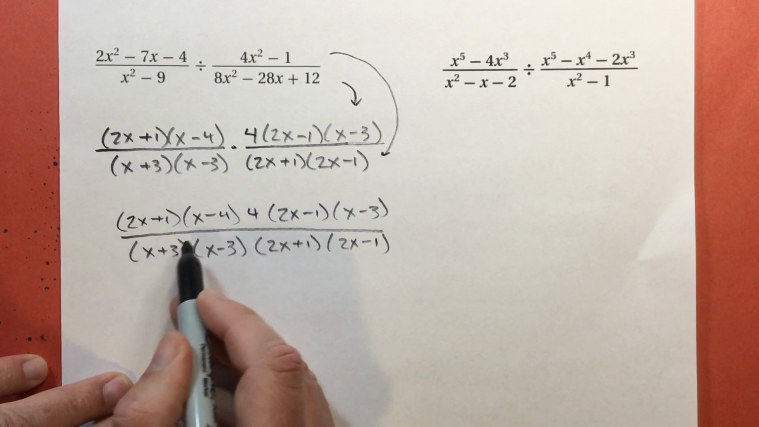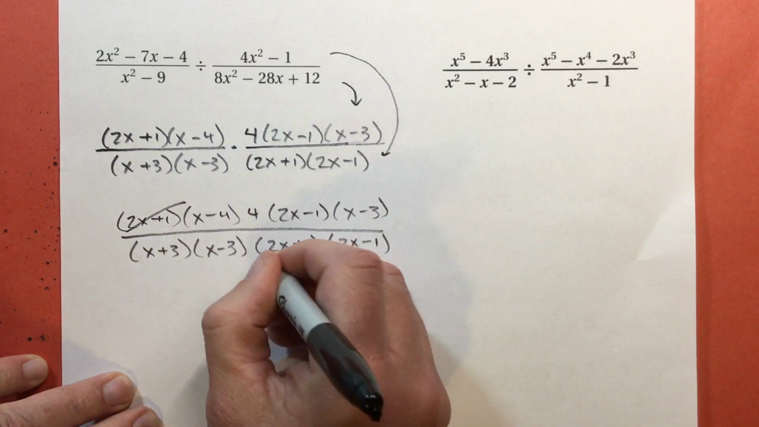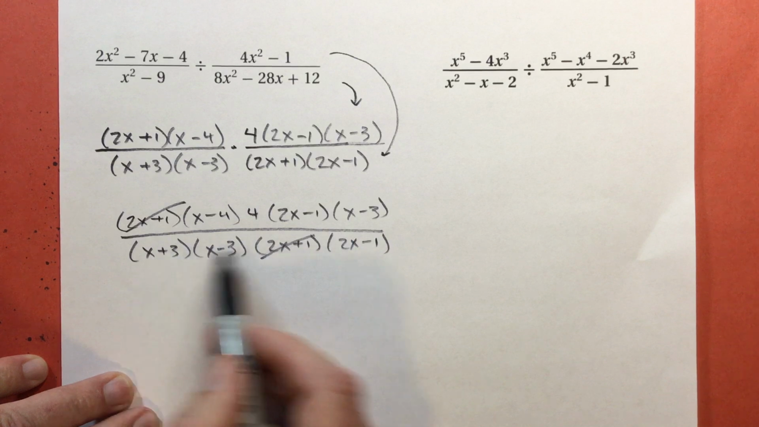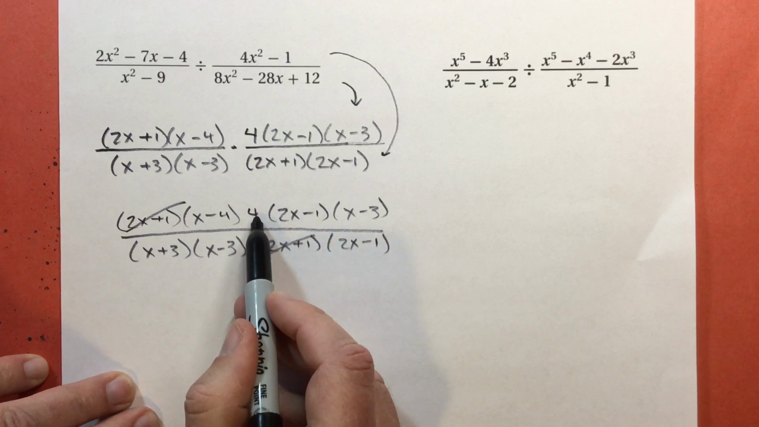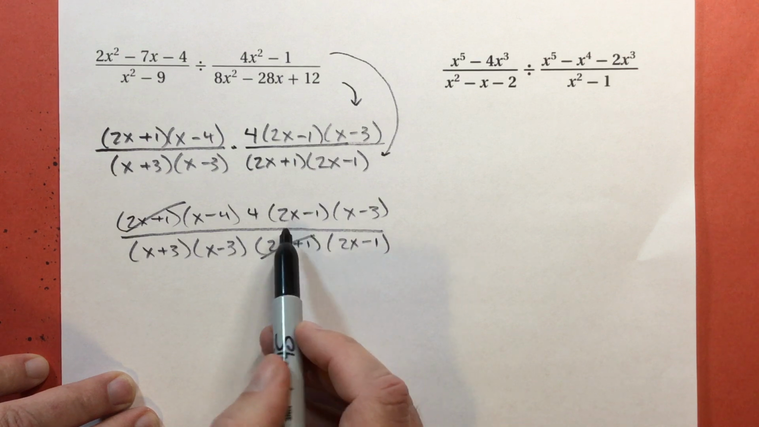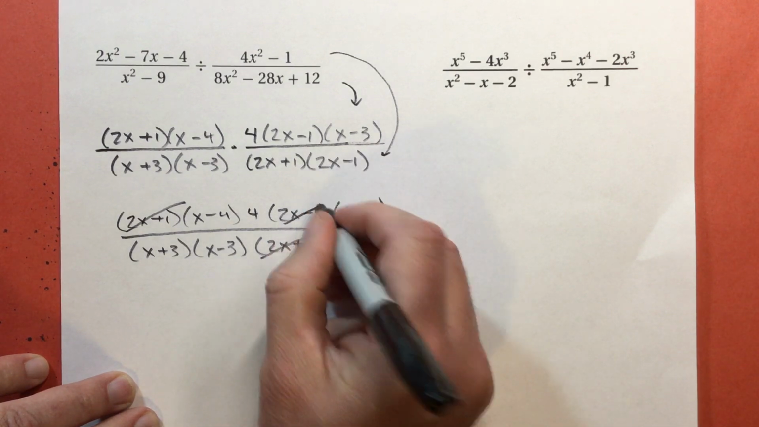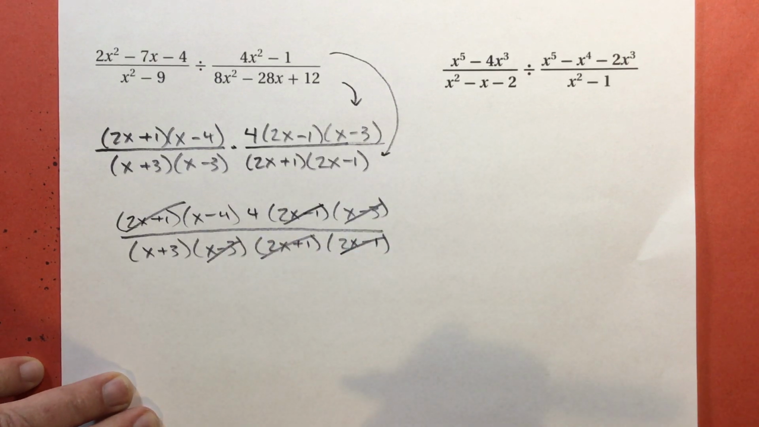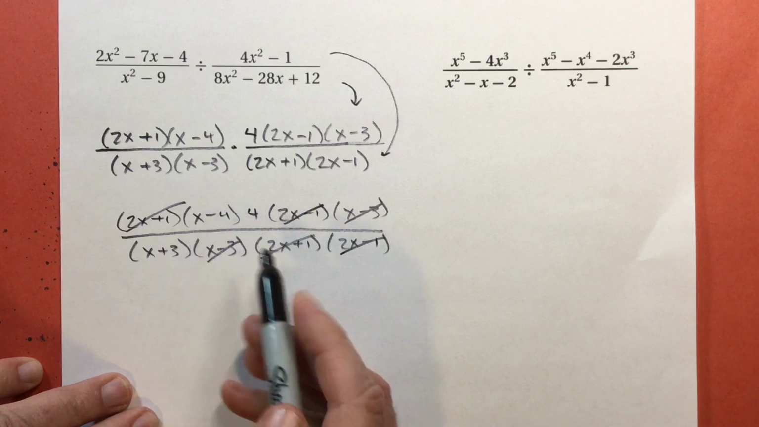So 2x plus 1, here's 1. Those go away. Here's x subtract 4. I don't see that in the bottom anywhere. Here's 4. I don't see anything in the denominator. It's going to reduce with that. Here's 2x minus 1. There's 2x minus 1. Those are going to go away. And it looks like the x minus 3's are going to go away. So what's left? 4 times x minus 4.